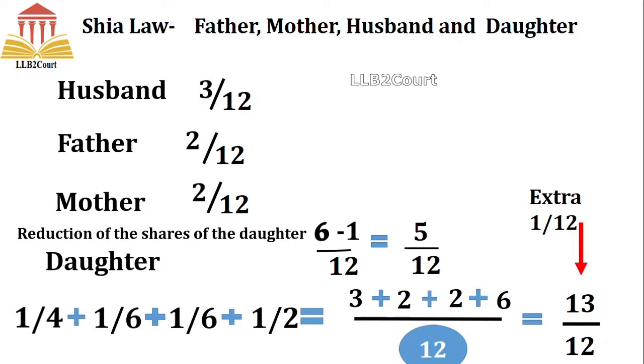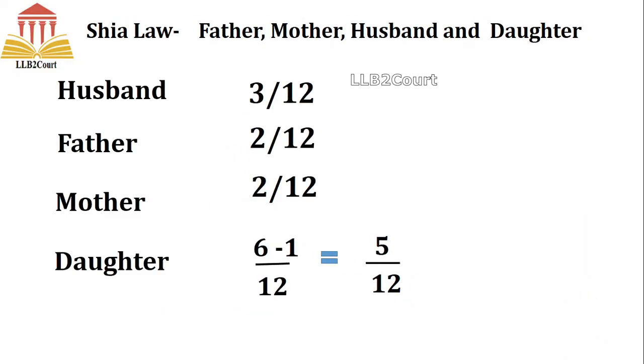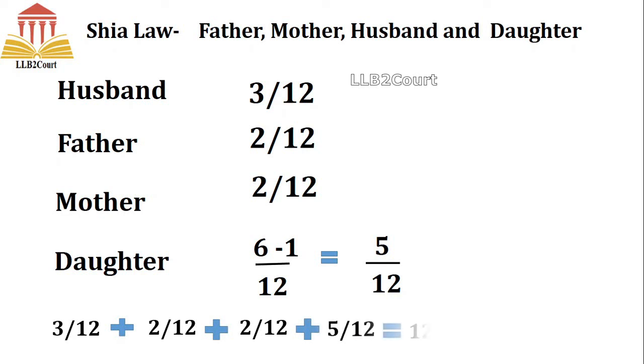based on the extra. So now if you sum it up, 3 by 12, 2 by 12 plus 2 by 12 plus 5 by 12, it will be equal to unity, that is 12 by 12, which is equal to unity. That's how there is a small difference between Sunni and Shia law and how the doctrine works.